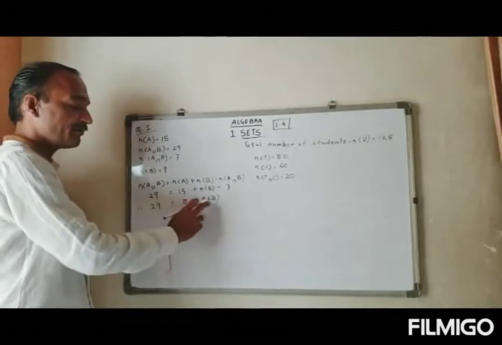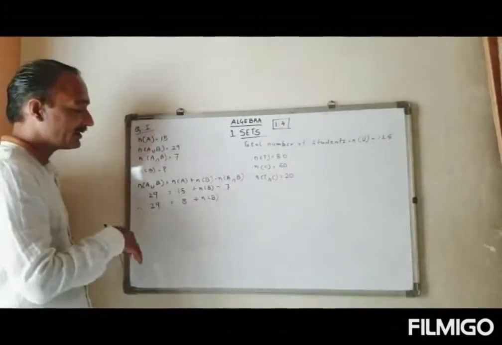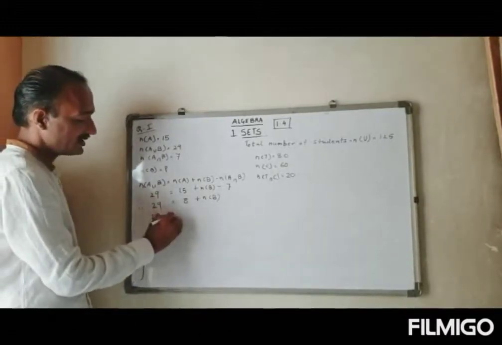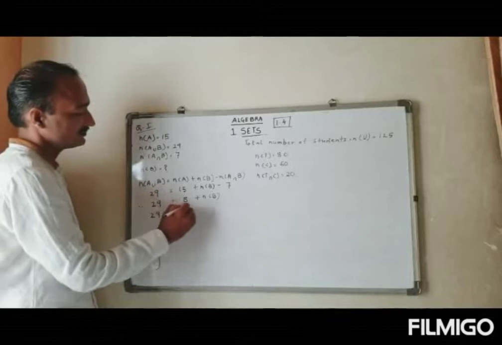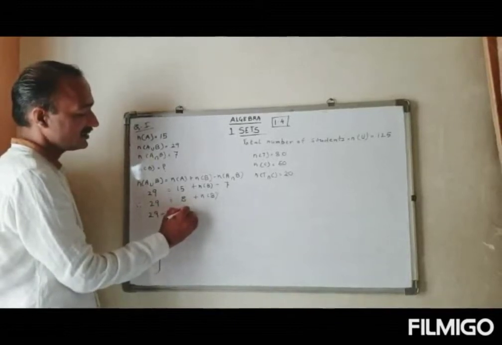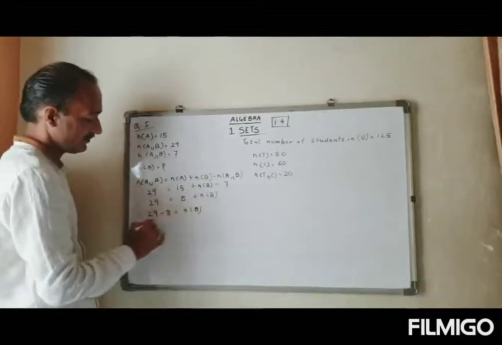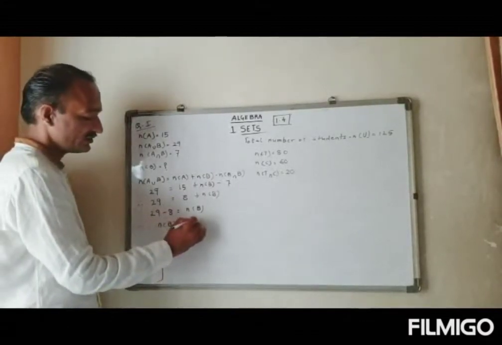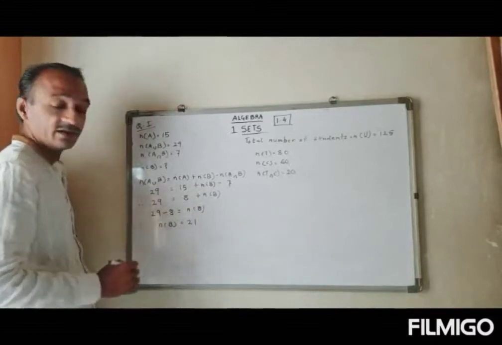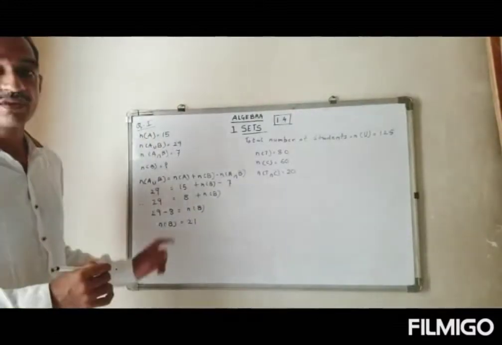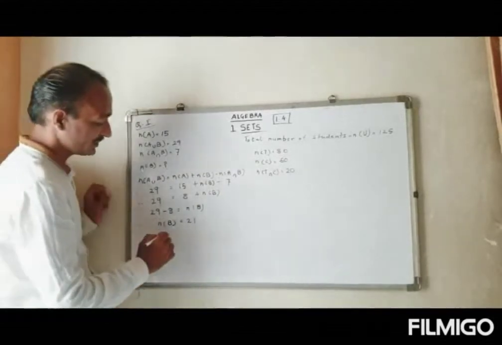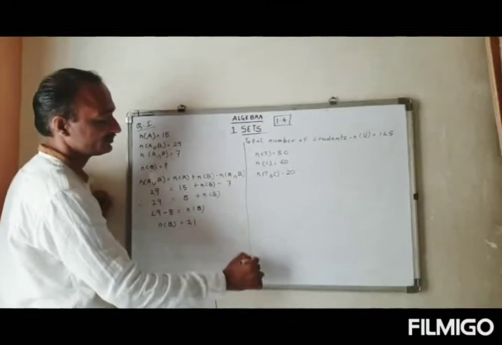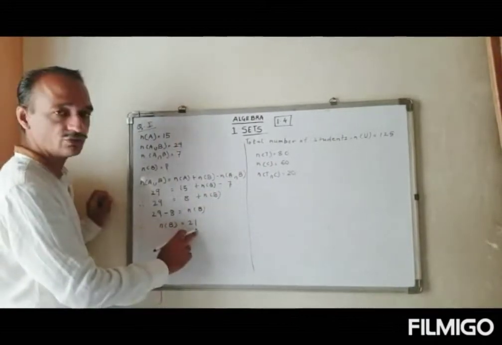Here, 8 plus is addition, while changing side it will be converted into subtraction. So 29 minus 8 is equal to number of B. Therefore number of B is equal to 21. This you can show by Venn diagram also. That is, here in the first sum we see number of B is equal to 21.